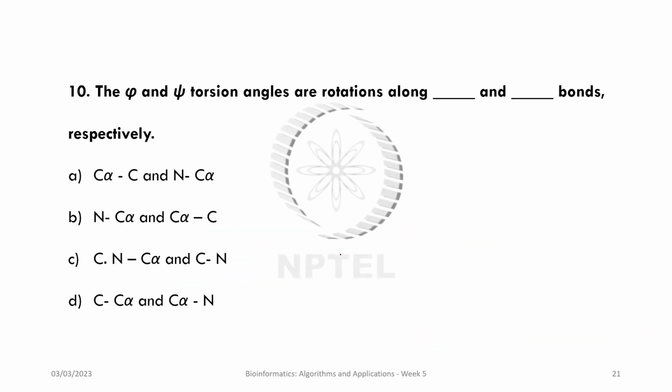Okay. Question 10. The phi and psi torsion angles are rotations along dash and dash bonds respectively. Option A, C alpha C and N C alpha. B, N C alpha and C alpha C. C, N C alpha and C N. D, C alpha C and C alpha N. Phi and psi.